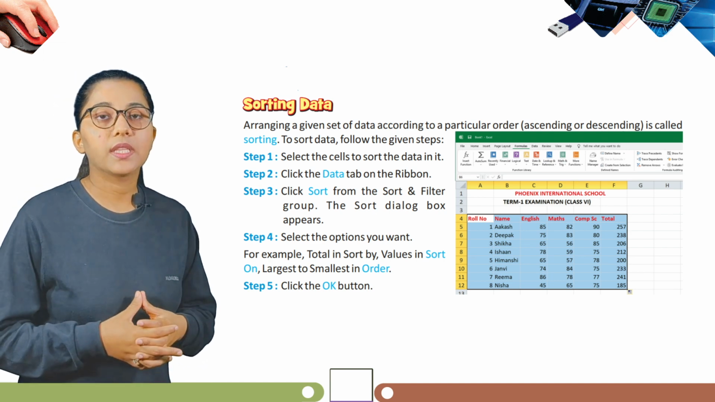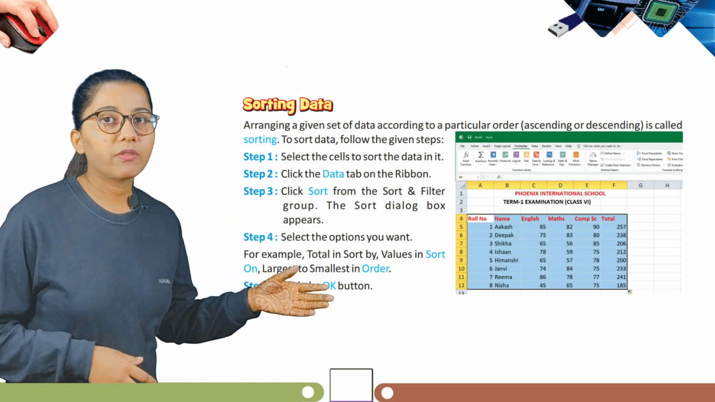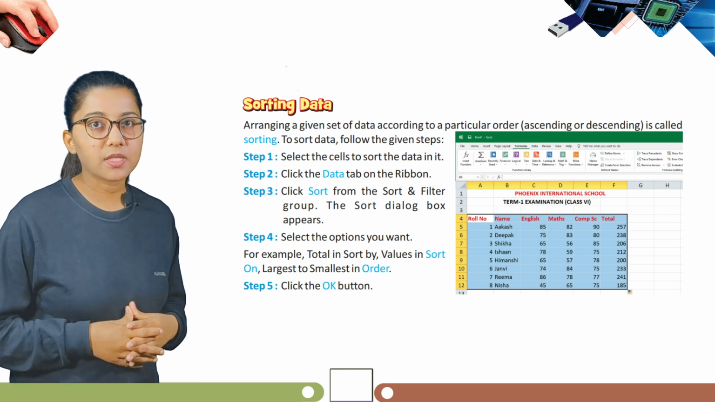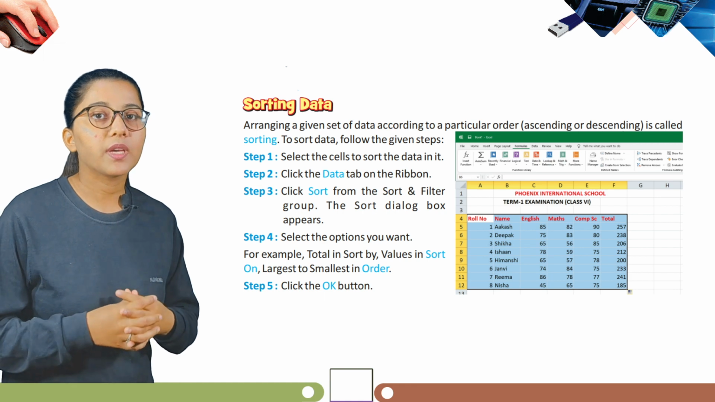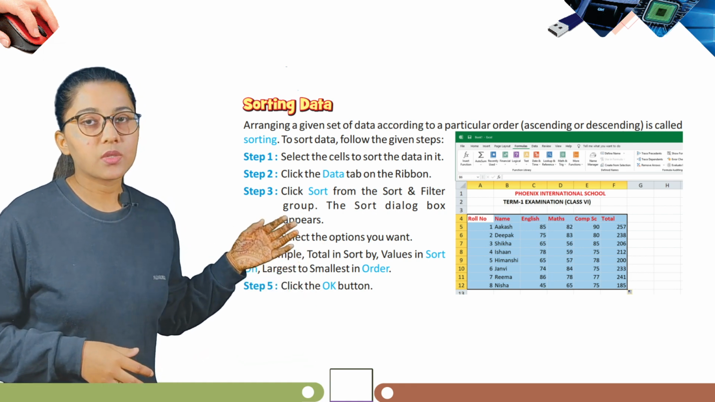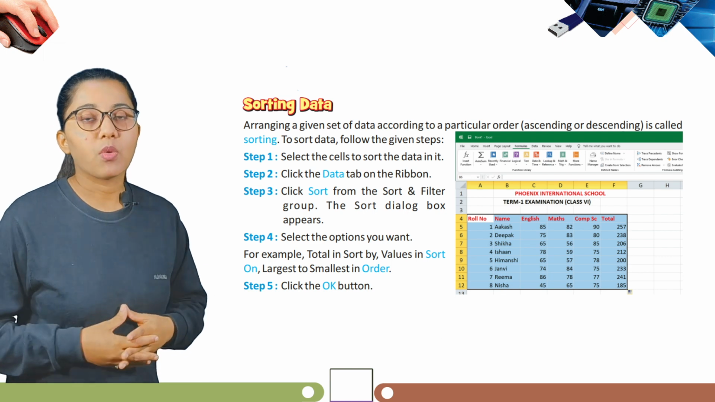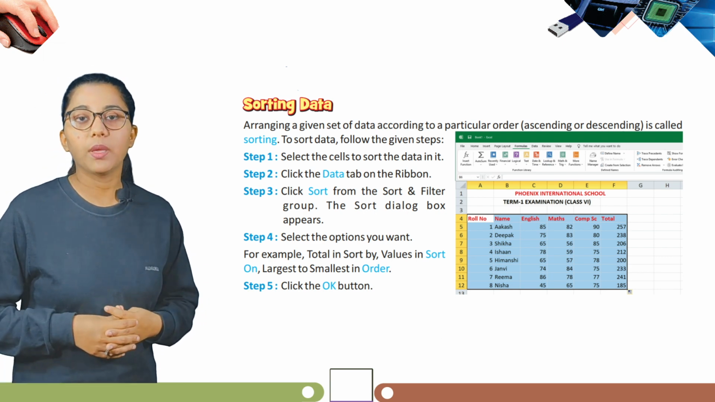Step 2, click the Data tab on the ribbon. Step 3, click Sort from the Sort and Filter group. The Sort dialog box appears. Now step 4, select the operation you want. For example, Total in Sort By, Values in Sort On, Largest to Smallest in Order. Now step 5, click the OK button.